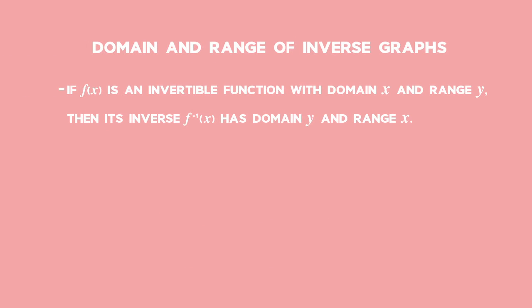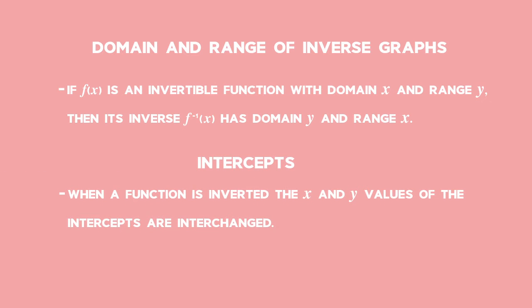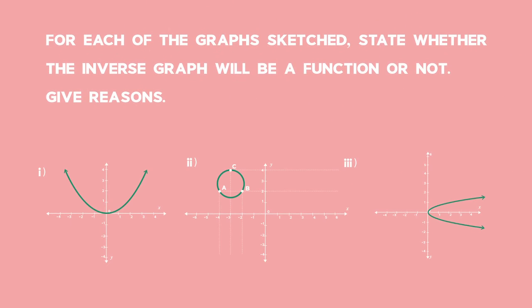Remember, when a function is inverted, the domain and range are interchanged, and the x and y coordinates of the intercept are interchanged. Now, we can apply these rules to an example. For each of the graphs sketched, state whether the inverse graph will be a function or not.